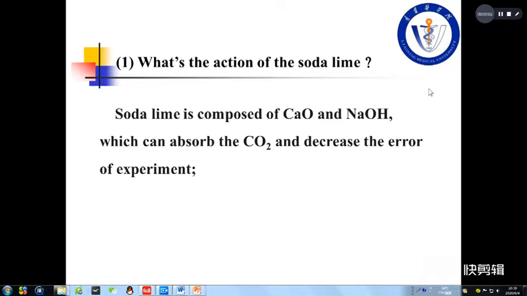Now the first, what's the action of the soda lime? Soda lime is composed of calcium oxide and sodium hydroxide, which can absorb the carbon dioxide and decrease the error of the experiment.